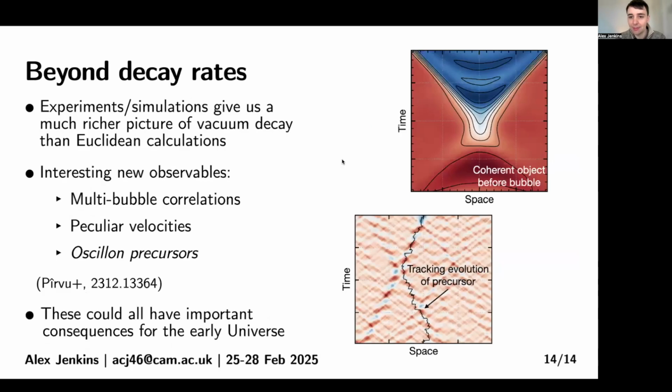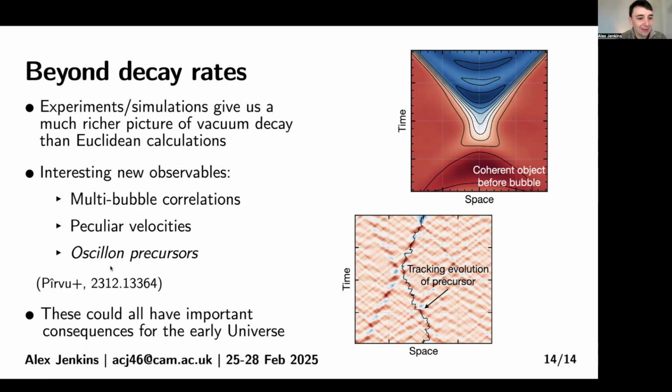But to wrap up, I want to point out that something I think is really exciting about these simulations and about the analog experiments is that we can look at things that we hadn't even thought about as observables before, and things which are really difficult to access in this Euclidean picture. So again, I'm taking some figures from another paper that was led by Dalila Pirvu, who I mentioned before, showing that from these lattice simulations, you can extract all kinds of interesting observables. We can look at correlations between bubbles, like I mentioned before. We can look at peculiar velocities. That was an interesting finding: the bubbles tend to form with a distribution of velocities that can tell you about the underlying physical processes.